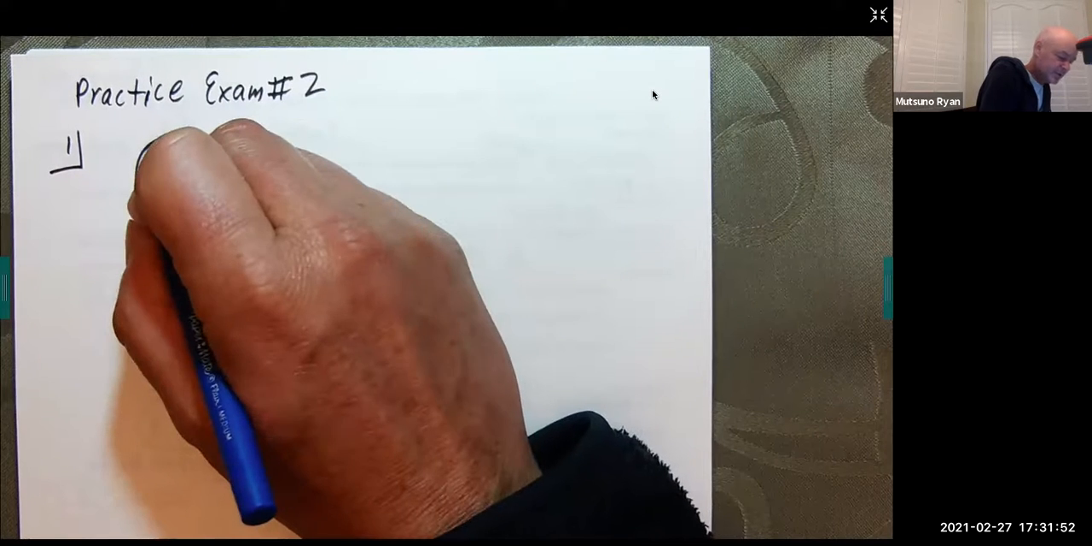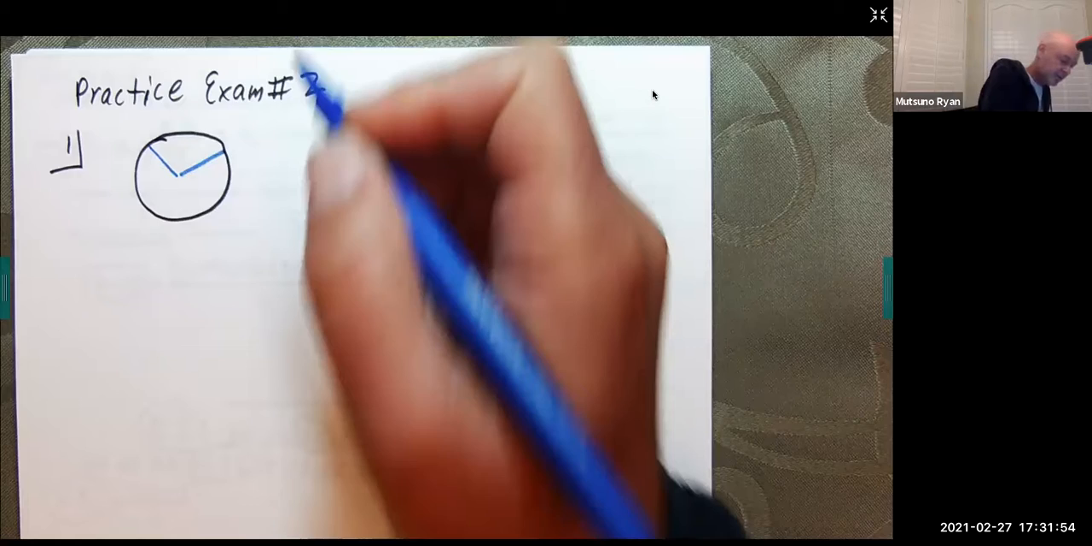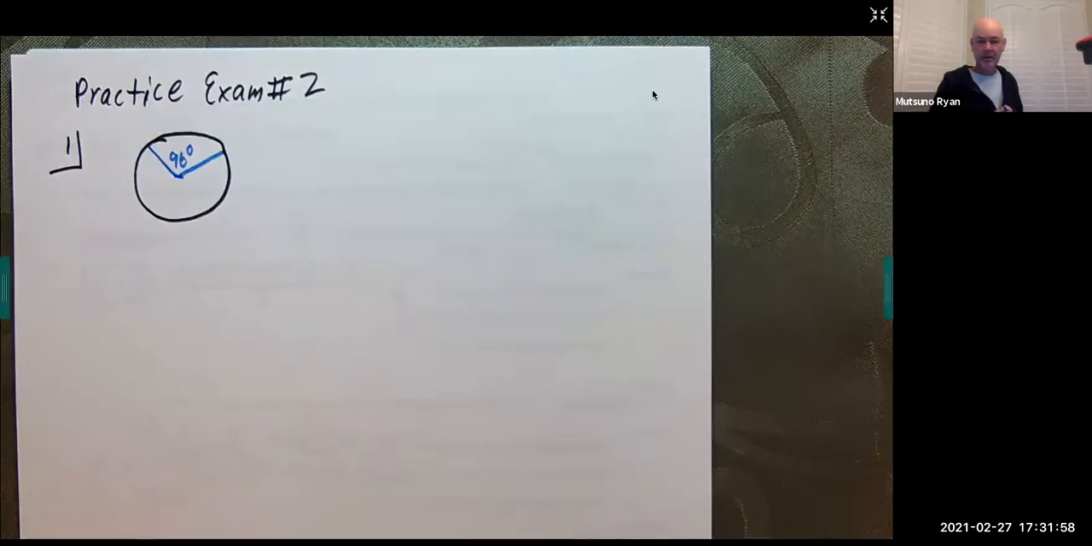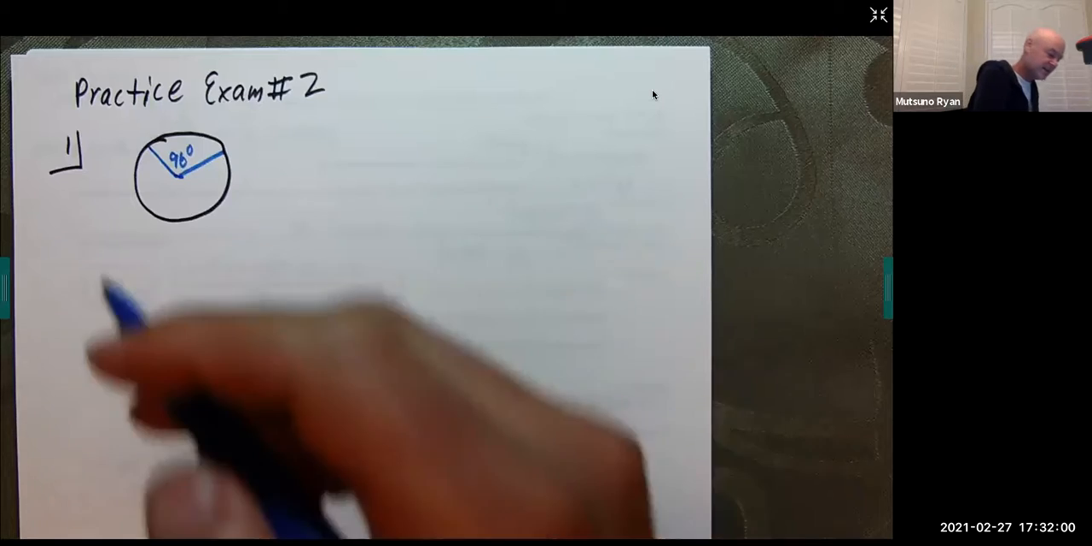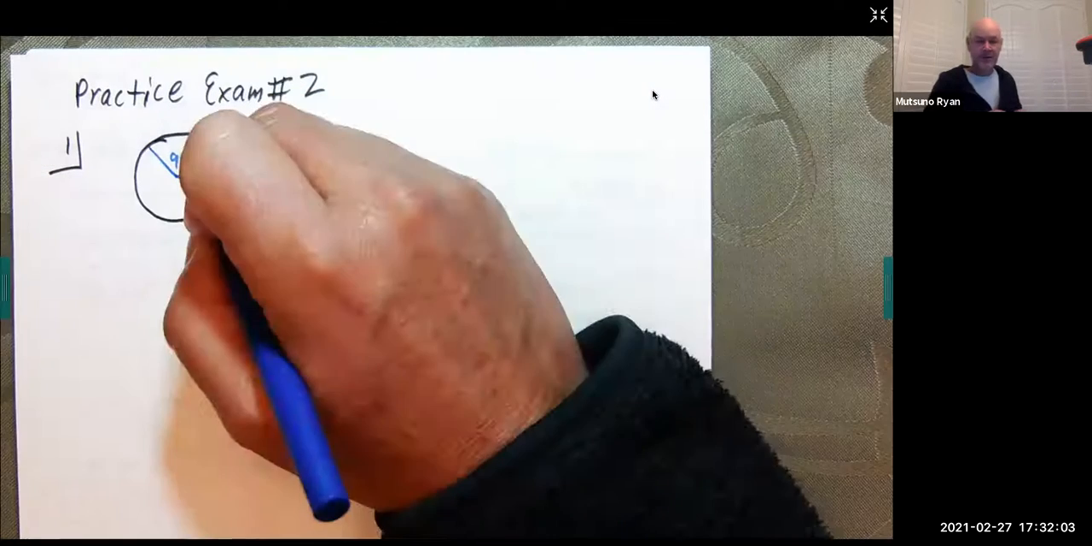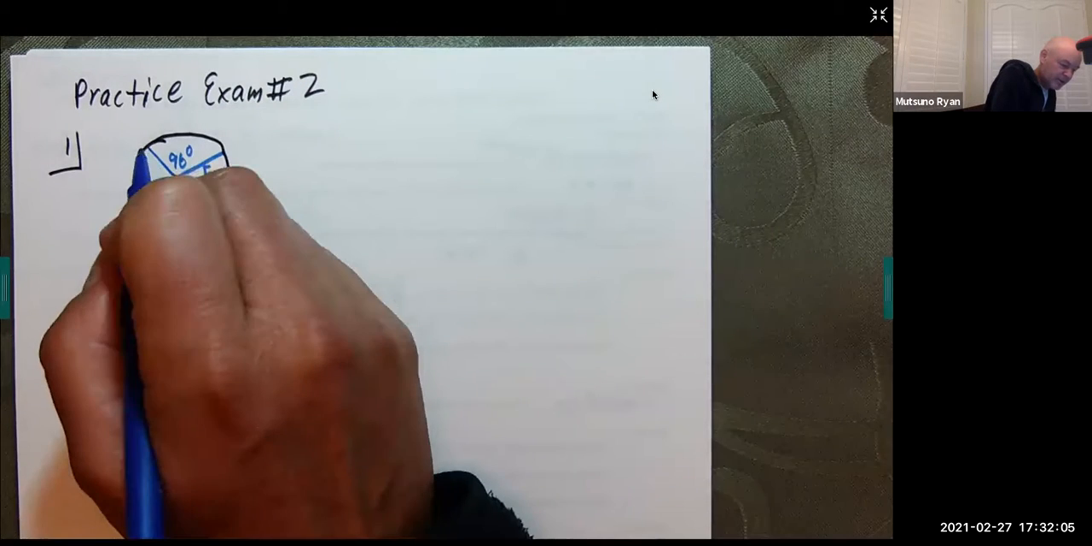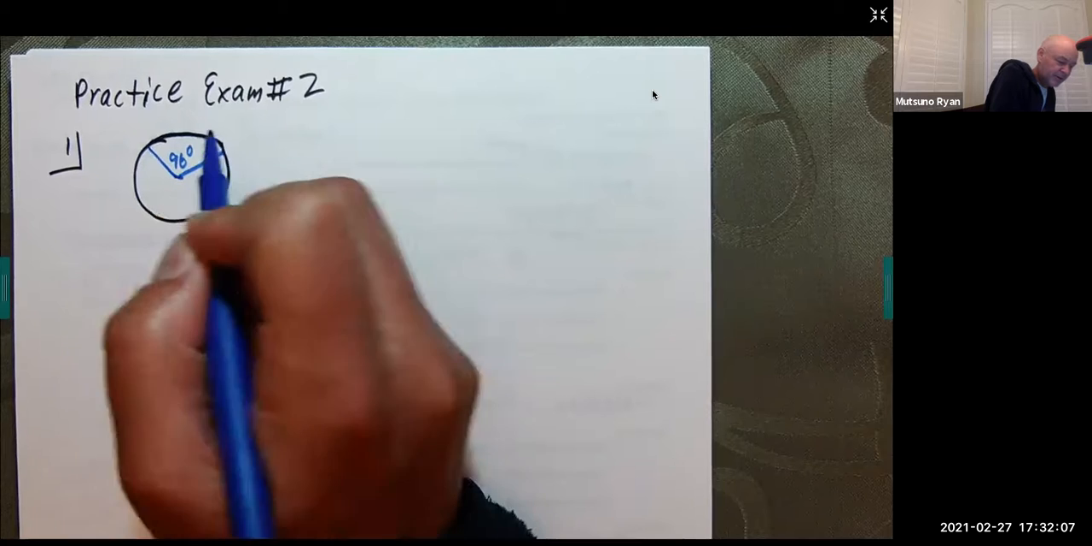In my case, now keep in mind when you take your practice test, you're going to be using different numbers most likely than what I have. This is 96 degrees. And it says it has a radius of 5. And they want to know the arc length, this distance here.